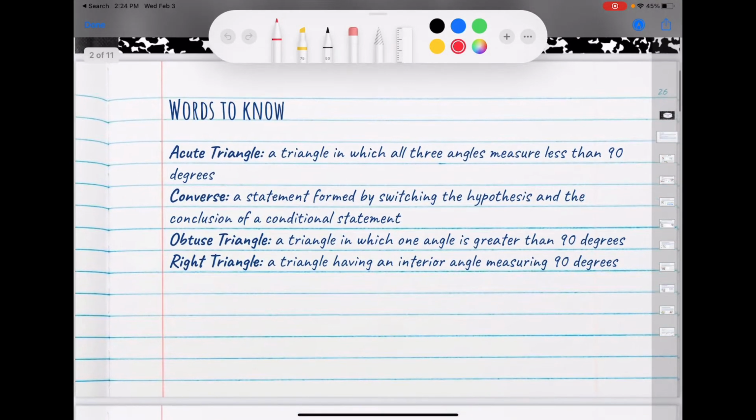Here are the different words we're going to look at, and all these words are review from what we've seen before. We've looked at an acute angle, we know what a converse is, obtuse angle, and right angle. All these things we've looked at before.